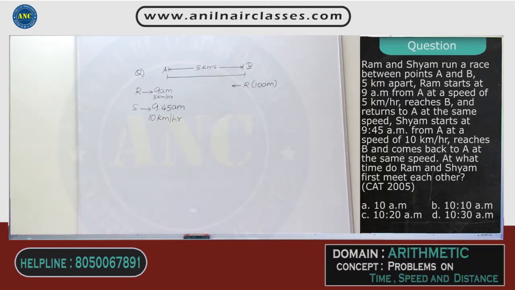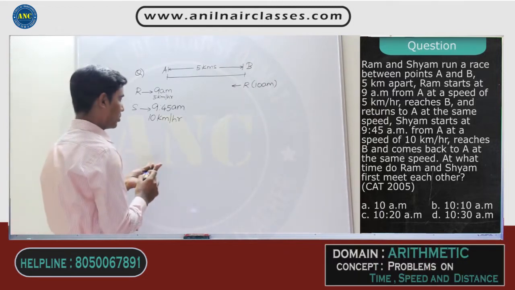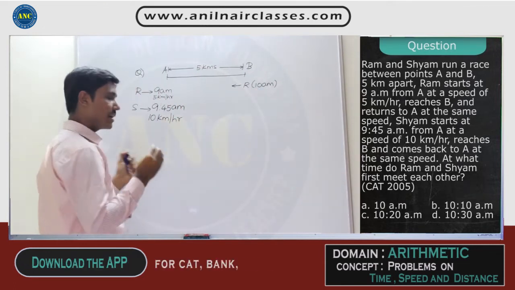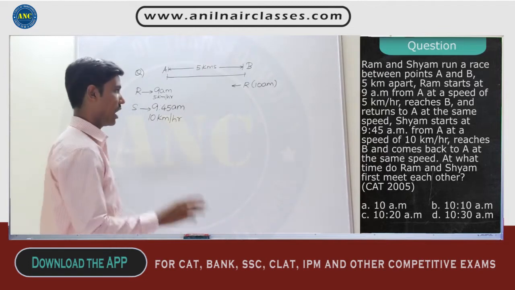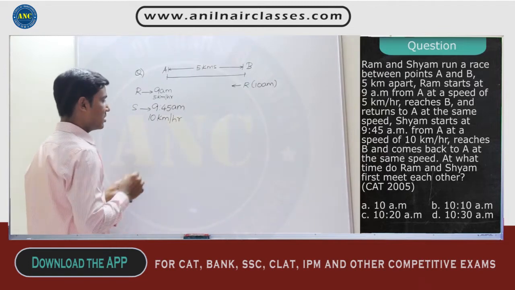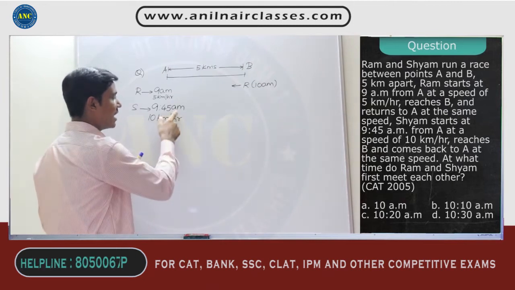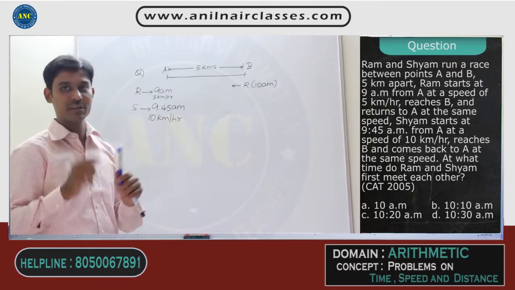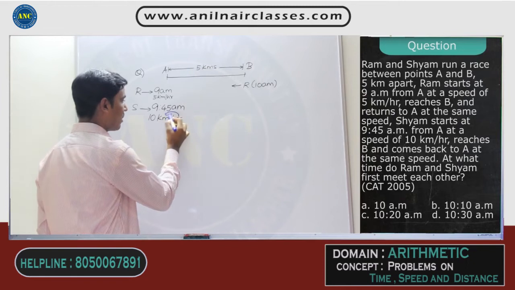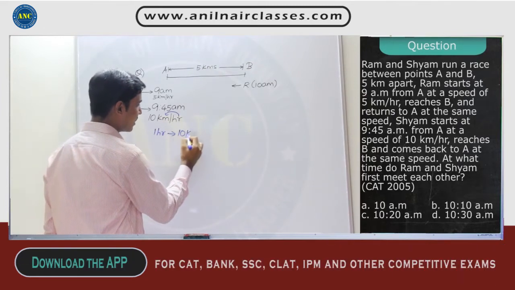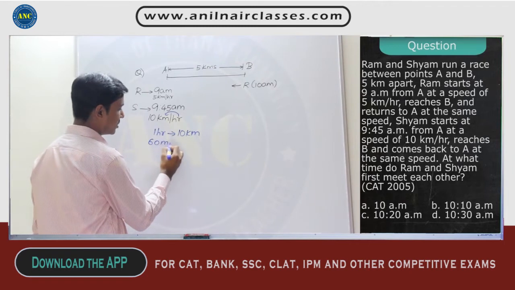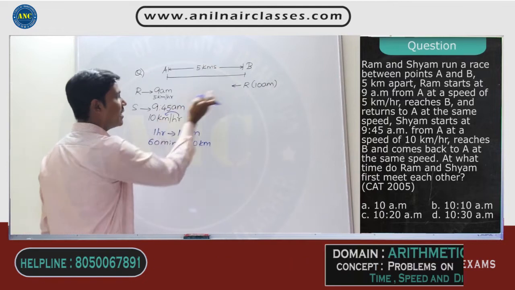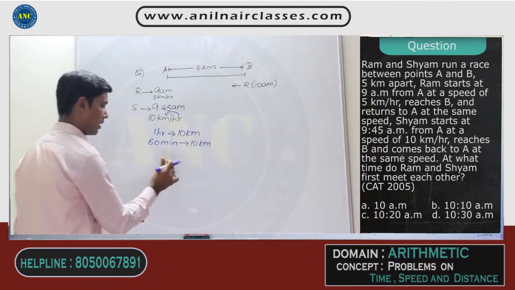Now think logically. What they are telling in the question is Ram at 10 o'clock is at point B, right? Let us see at which point Shyam is at 10 o'clock. Now see here, Shyam is starting at 9:45. 10 o'clock means another 15 minutes. In that 15 minutes, how much distance will he travel? Now, in 1 hour, he will cover 10 kilometers. 1 hour is nothing but 60 minutes. In 60 minutes, he will cover 10 kilometers. But only 15 minutes is there for him until 10 o'clock, right?